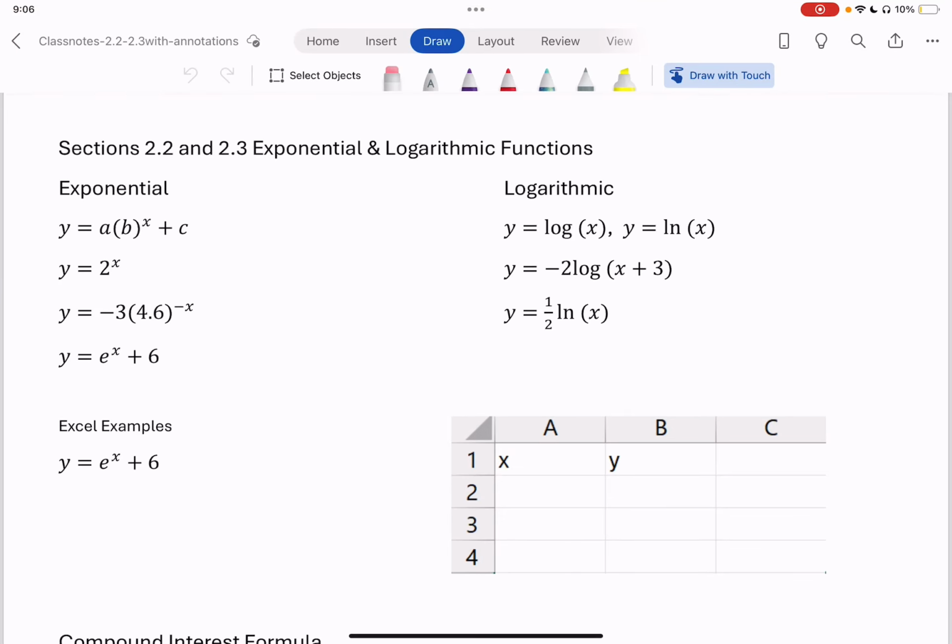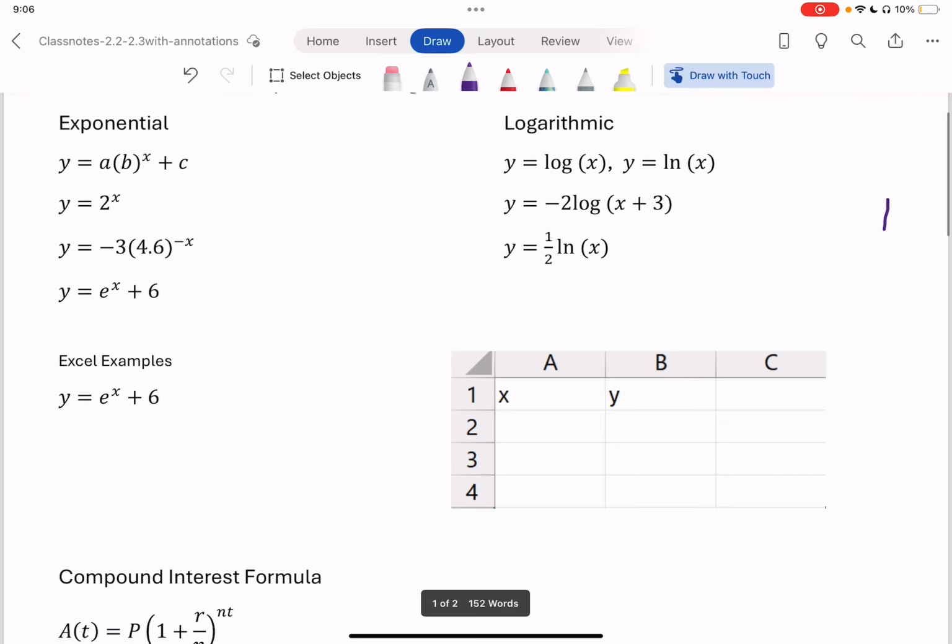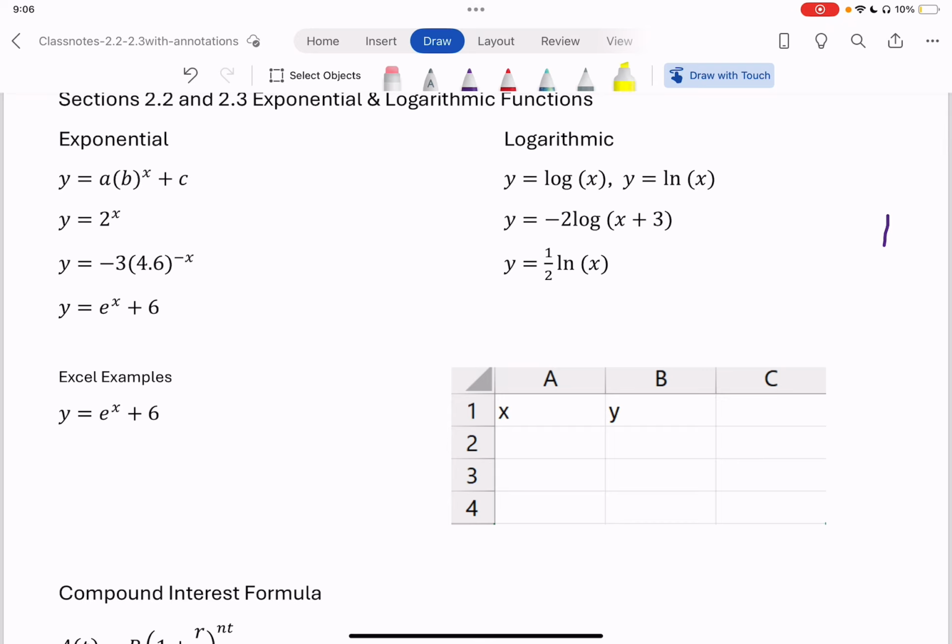Hey guys, welcome to this video. This will be a pretty quick video where we just quickly discuss some of the exponential and logarithmic formulas that you'll use this semester. We've actually already worked with some of these functions this semester, so some of these should seem a little familiar to you.